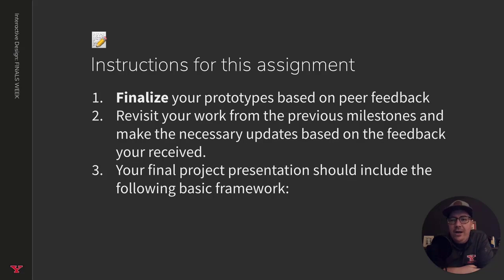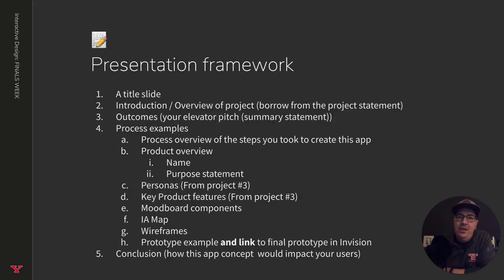and make any adjustments needed to those previous milestones. Your final project presentation should include the following basic framework. And so it's very similar to what we've done before, just a title slide, introduction or overview to the project, outcomes or your elevator pitch, your reason why the app should exist. It should include process examples, including an overview of the steps that you took to create the app. It should include your product name and your purpose statement. Pull in your personas from project number 3, pull in your key product features.